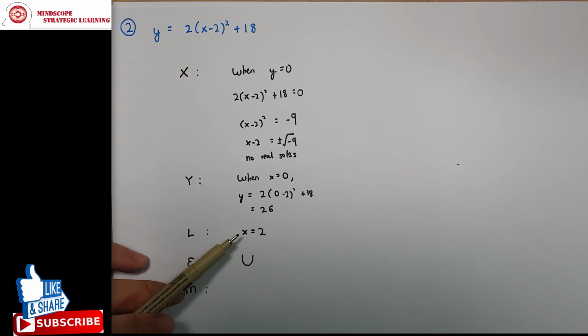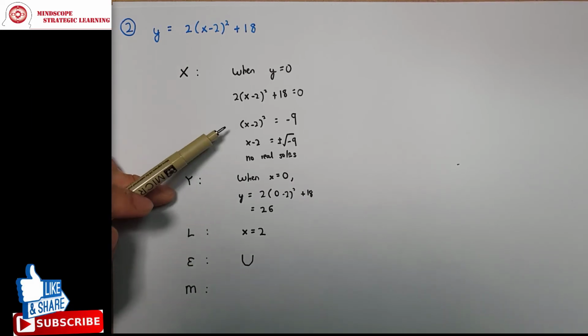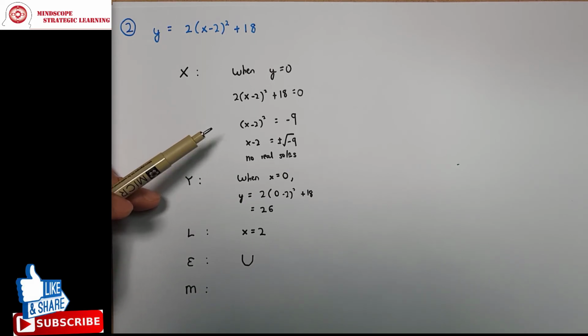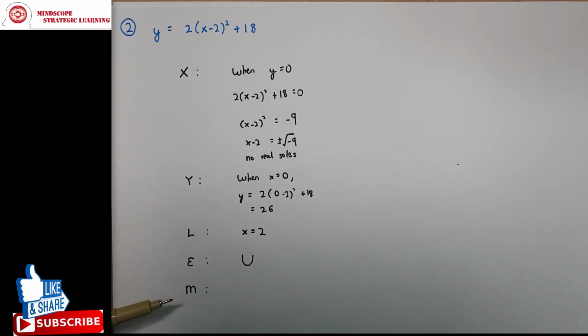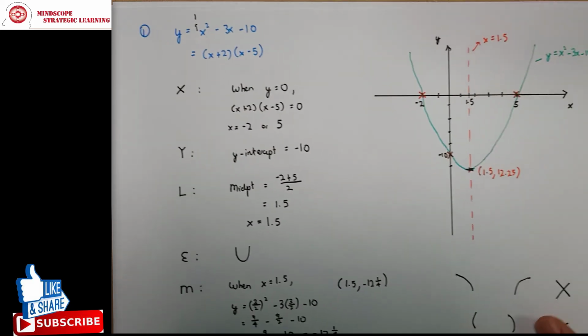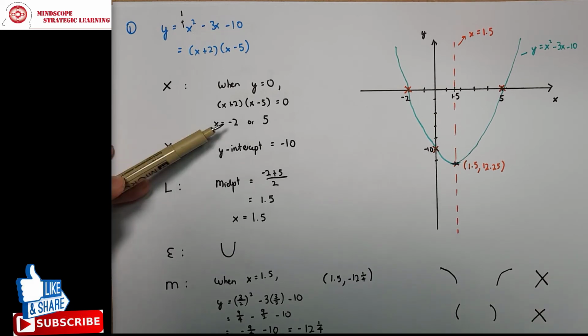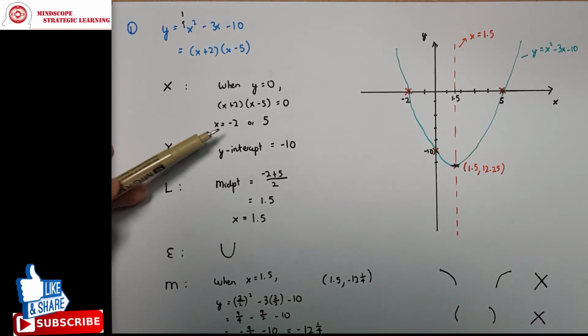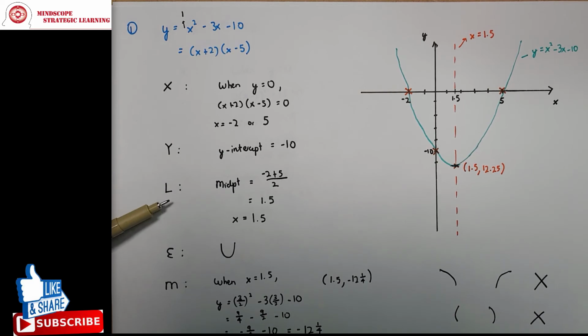In this format, it gives us the minimum or maximum point directly. It gives us the line of symmetry directly. However, we have to work a bit to get the x-intercept. In the earlier factorized form, the line of symmetry and the minimum or maximum point we have to work for. However, the roots of the solution are found instantly. So there are pros and cons to each format.